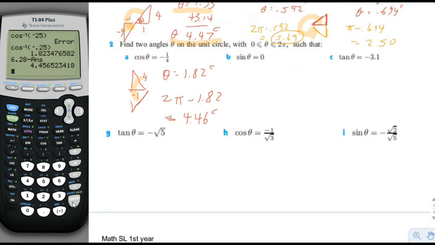What about two angles theta that have sine of theta equals 0? Well, sine of theta equals 0, that would be theta equals 0, or theta equals 180 degrees, which in radians would be pi, right? Tangent of theta equals -3.1. So let's see, we'll use the calculator to figure that one out.